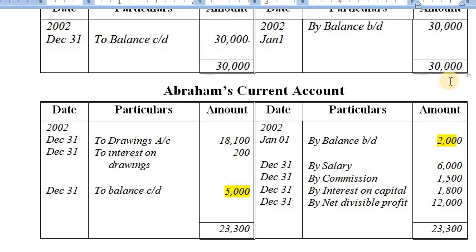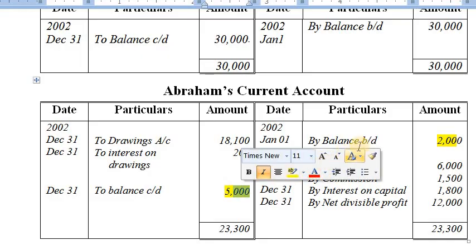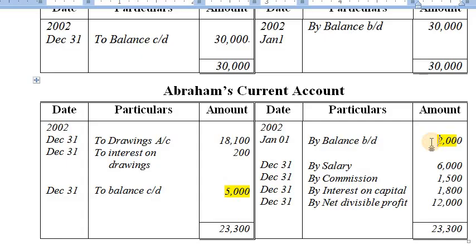In this case, we don't want to touch the capital. Don't touch the capital account and create another account. This is practically a capital account, and we call it the current account, where all the credit items will be credited in the current account, and the debit here, and the balance. So the partners' real capital balance at the end of the year is 30 plus 5, 35,000. At the beginning of the year, 30 plus 2, 32,000.